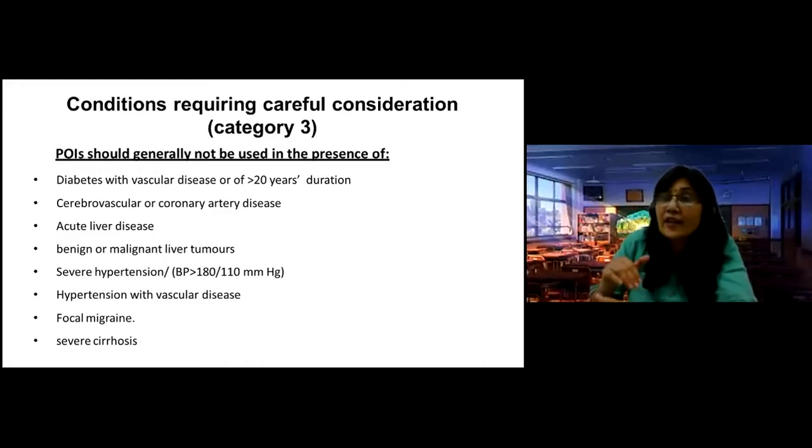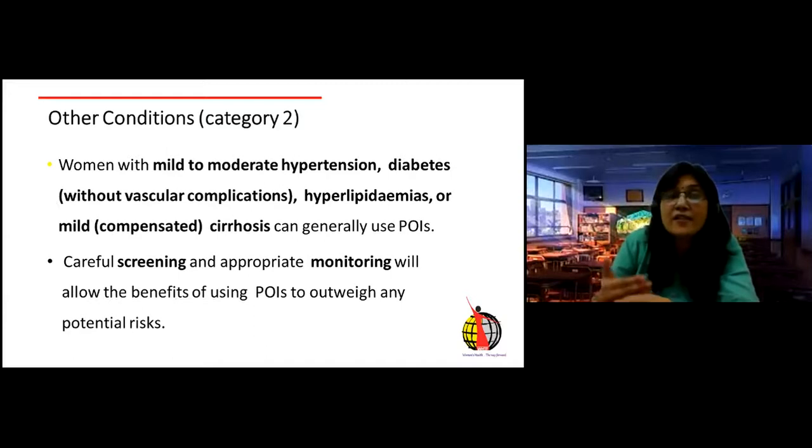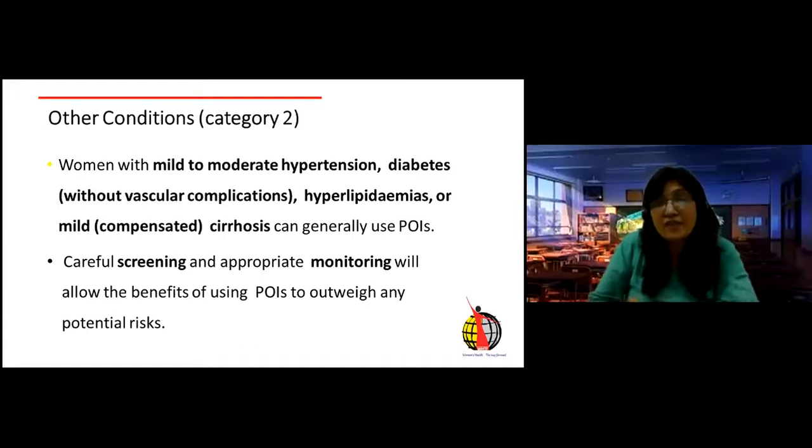Now category 2, where the benefits are more as compared to the risks: mild hypertension, diabetes without vascular complications, and mild compensated sort of cirrhosis, you could advise with good monitoring. So good monitoring and screening of the patients is beneficial in case of progesterone only. However, we do not use the combined ones in these categories.